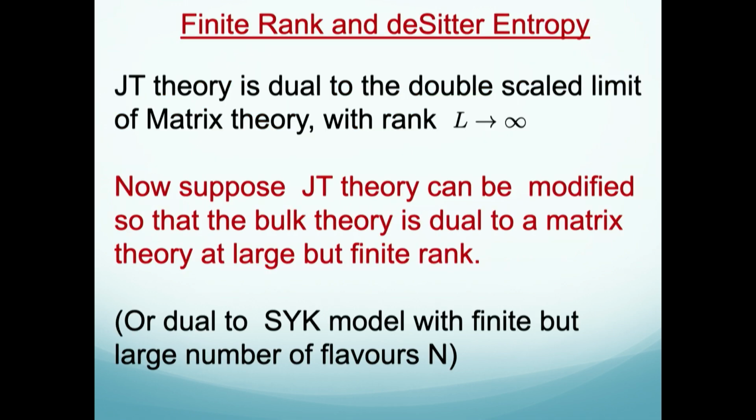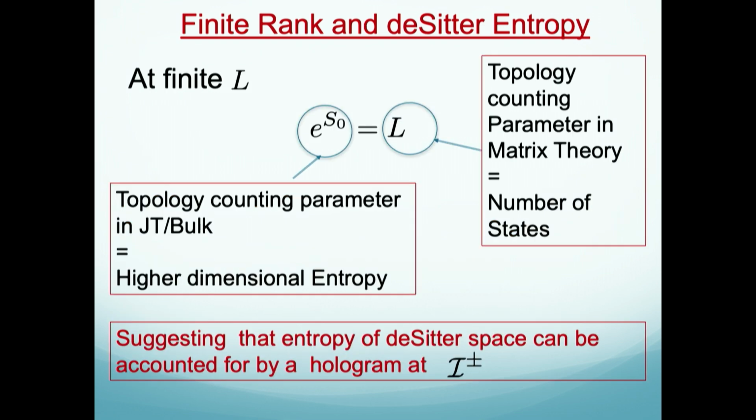Okay, last thing, and then I'll stop. JT theory is now dual to the double scale matrix theory, but just suppose for a moment this duality could be extended to large but finite rank. This requires more work, but if that could happen, then something very nice happens, because L, the rank, is the topology counting parameter in matrix theory for usual large N reasons. E to the S0 is the topology counting parameter in JT theory because S0 multiplies the Euler character, so they are equal. But L is also the number of states in the matrix theory, which, because of this one-to-one identification I was telling you about, is also the number of states in the bulk.